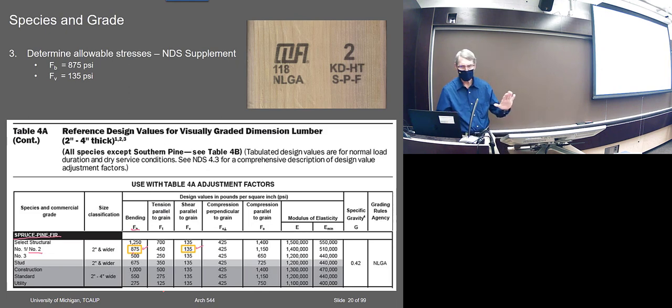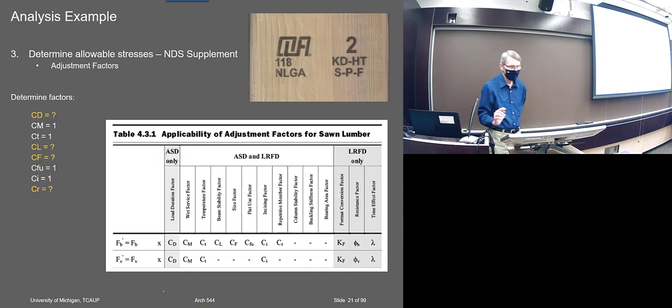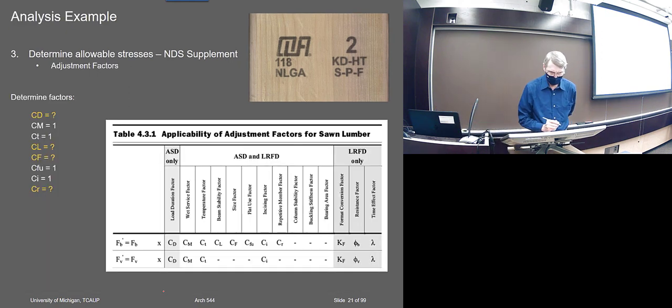Now I've got to put the appropriate factors on them, right? So for bending, I guess these are the two. These would be the factors that I'd want to include for bending. All right, well, wet service factor. No, it's not wet, so that one's out. Temperature, it's not a raised temperature. Stability, yeah, maybe. I'll have to check that at any rate. Size factor, yeah, I definitely have to get the size factor. Flat use, it's not flat. Incising, it's not incised. And repetitive, it is repetitive. So I know I'm going to use that one.